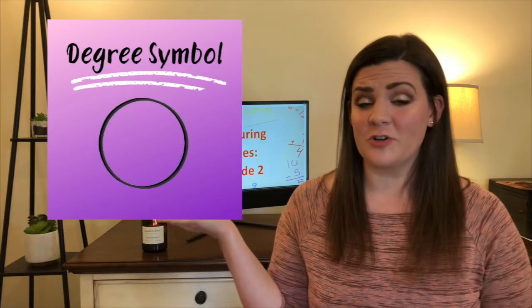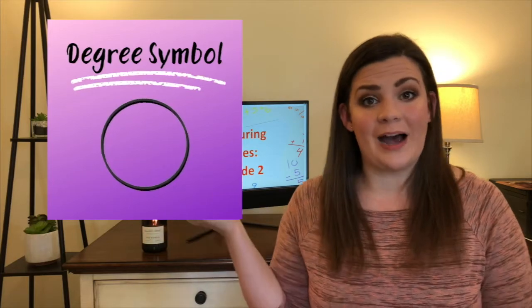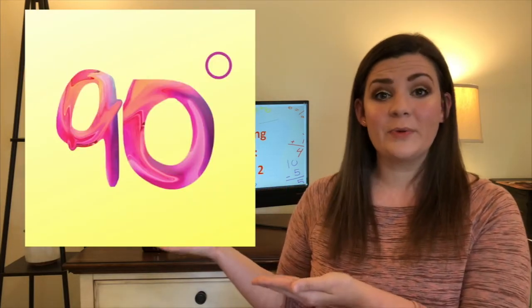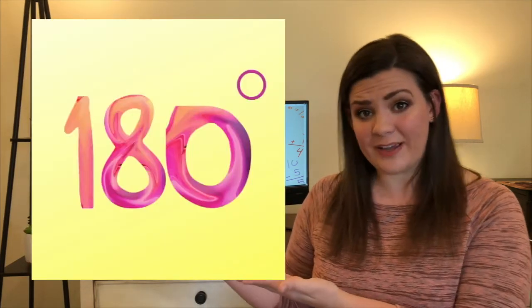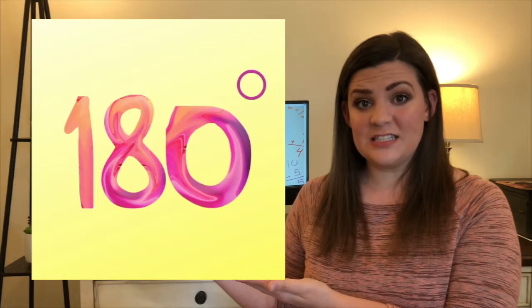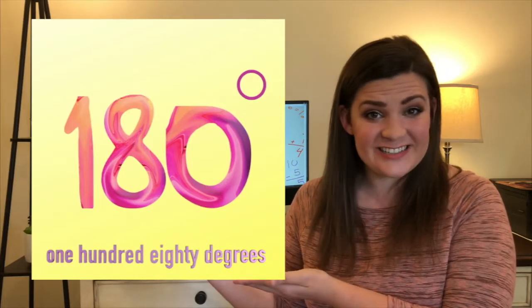This is the symbol for degree. You write this symbol after a measurement. So it would look a little something like this. We would read this as 90 degrees. Can you read this measurement? Did you say 180 degrees?